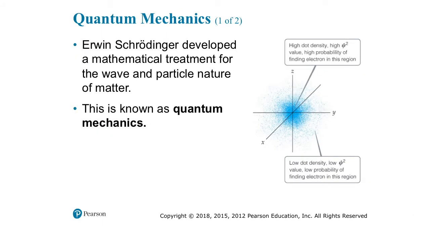So we'll use quantum mechanics. We won't talk too much about this. Like I've mentioned before, topics like Chapter 5 and Chapter 6 are almost standalone courses that you can study if you're really interested in these topics. But Schrödinger developed a mathematical treatment for the wave and particle nature of matter in the study of quantum mechanics. And it begins as probability clouds of where we expect to find electrons.